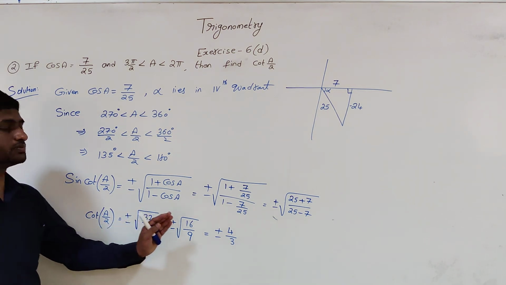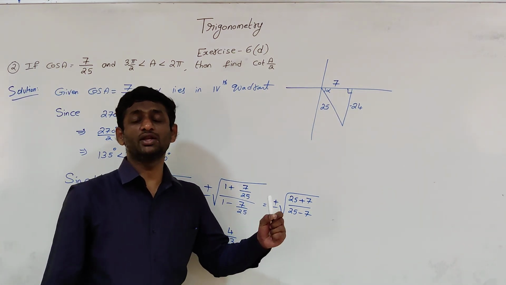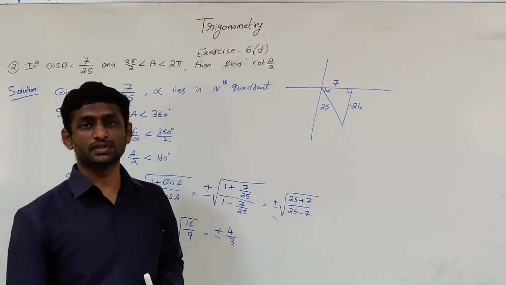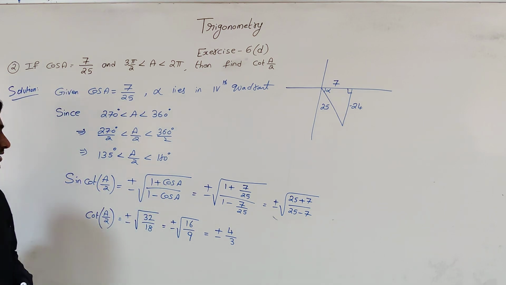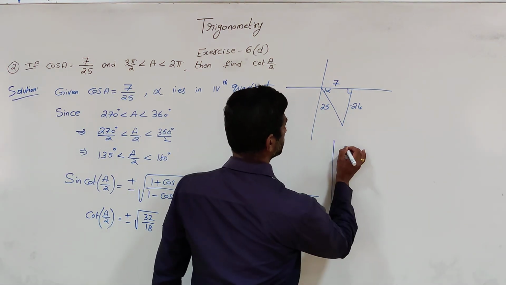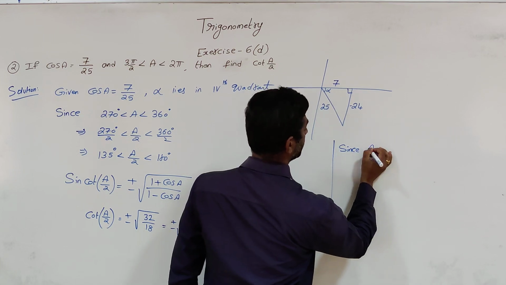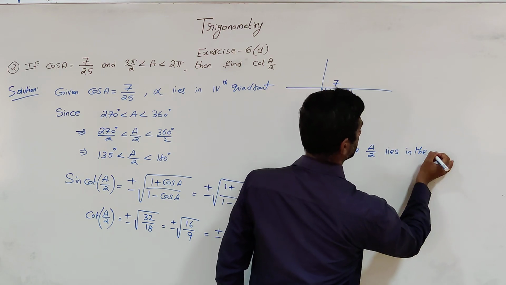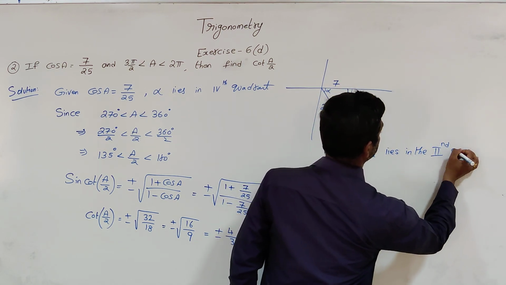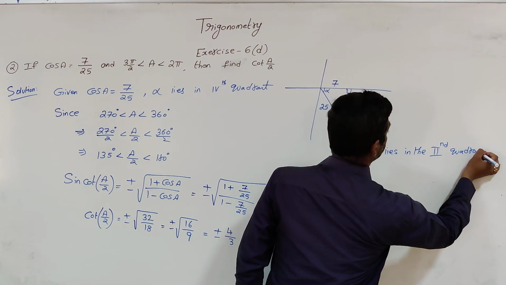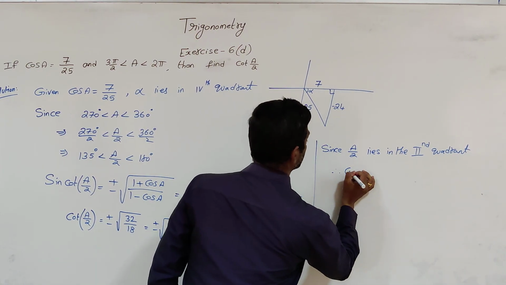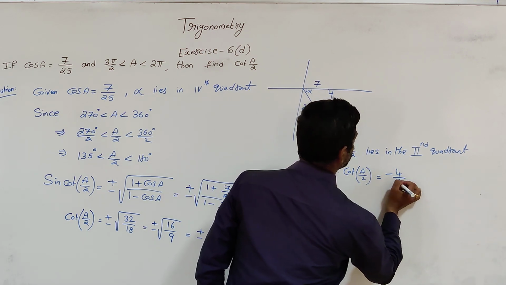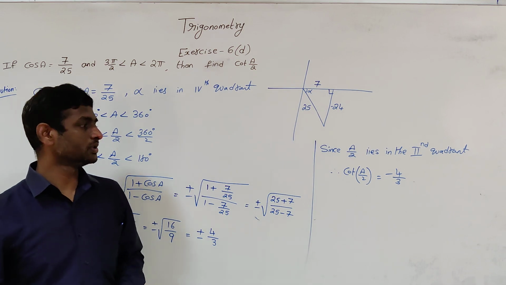So cot of a by 2 is plus or minus 4 by 3, but which value should we consider? Either plus 4 by 3 or minus 4 by 3. It is minus 4 by 3. Why? Since a by 2 lies in the second quadrant, cot will be negative, therefore cot of a by 2 will be minus 4 by 3. So that is the value of cot of a by 2. Next question.